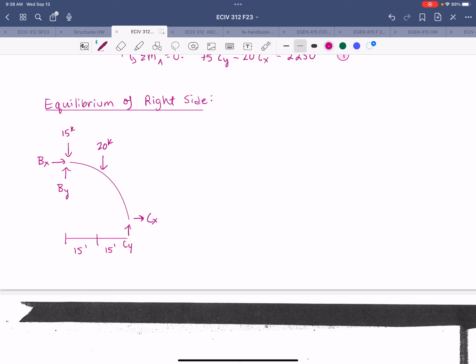All right. So what's our strategy? What equilibrium equation should we use here? Sum moments at B. Exactly, yeah. If we sum moments at B, then we get immediately another equation in terms of Cx and Cy. So that equation will be 15 minus 1.5 Cy is equal to Cx.